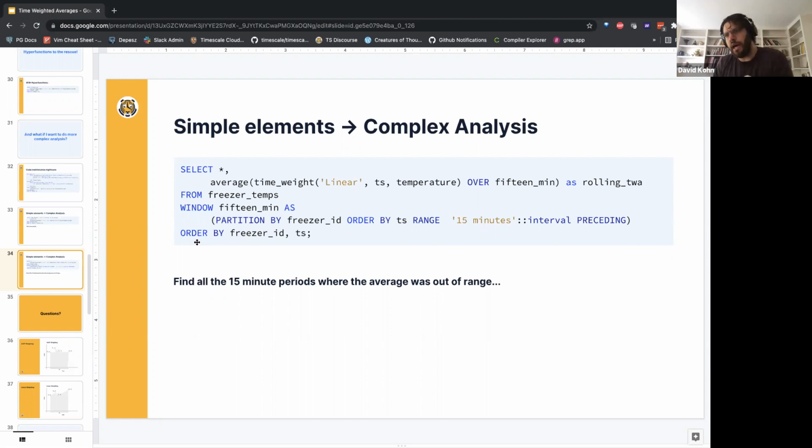Absolutely. So we have a few other experimental functions that you should definitely check out. So we have some really nice stuff around downsampling for graphing.